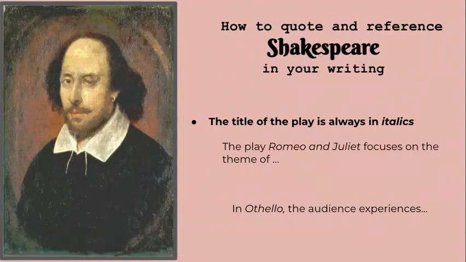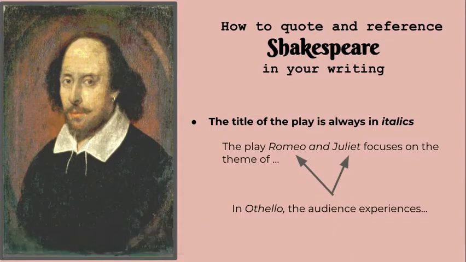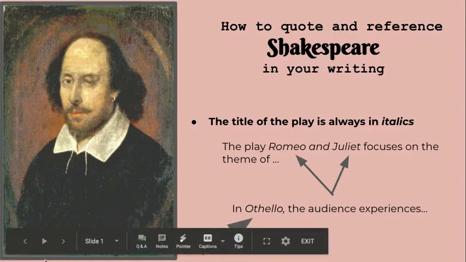How to quote and reference Shakespeare in your writing. The title of a play is always in italics, just like the title of a book. So you can see in the sample sentence referencing the play Romeo and Juliet is in italics, just as in the second example, Othello is in italics. Now, of course, when you write about the character and refer to the character by name, you do not use italics in that case.